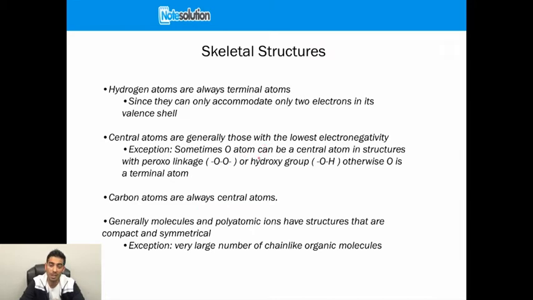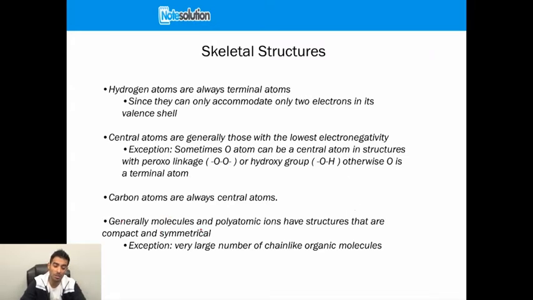The third rule for skeletal structures is that carbon atoms are always central atoms. Remember, carbon atoms have 4 electrons in their valence shell, so they can actually bind the most to other atoms. They have the capability of binding to 4 other atoms.